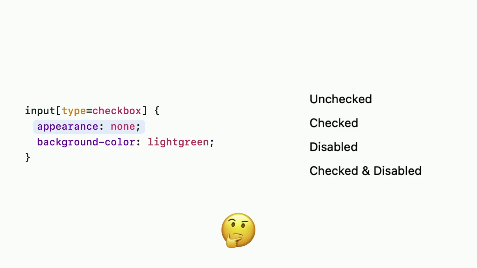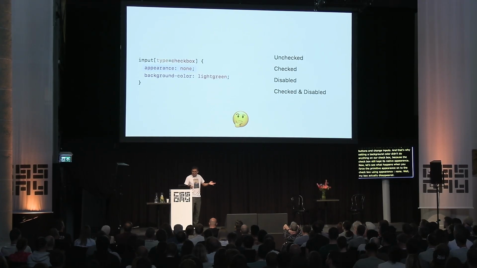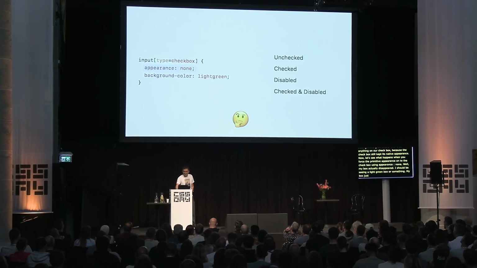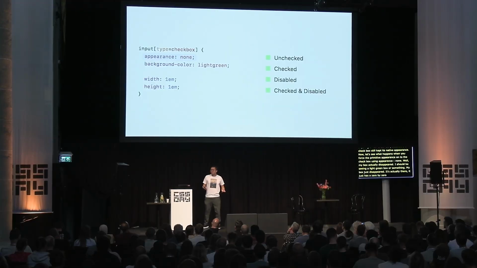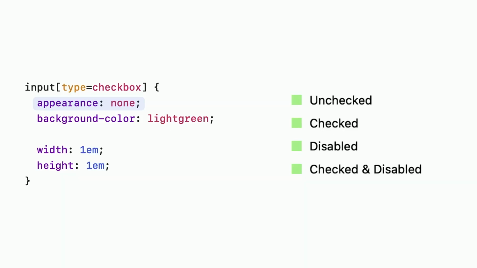Well, my box actually disappeared. I should be seeing a light green box or something. My box just disappeared. Well, it's actually there. It just has a 0 by 0 size. So if you add the width and height, it shows the box again. But initially, these boxes are not usable. I can't see which one of these is actually checked or disabled.